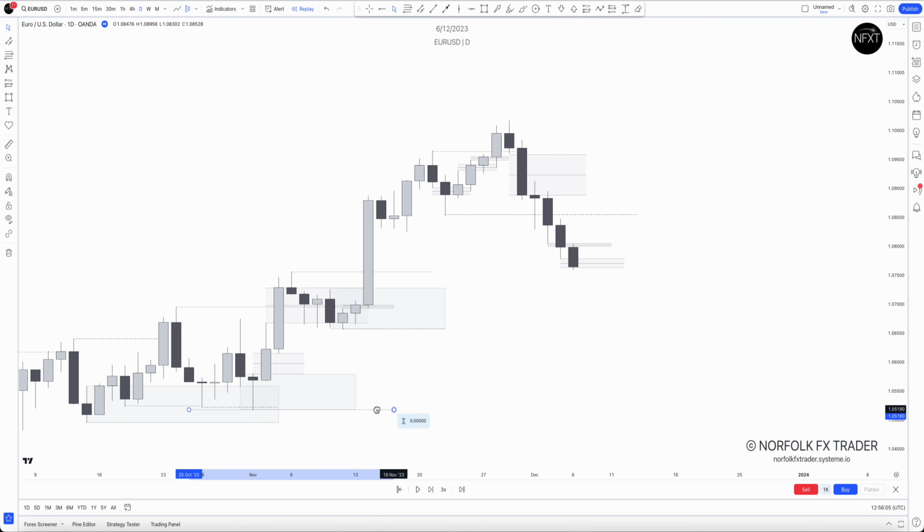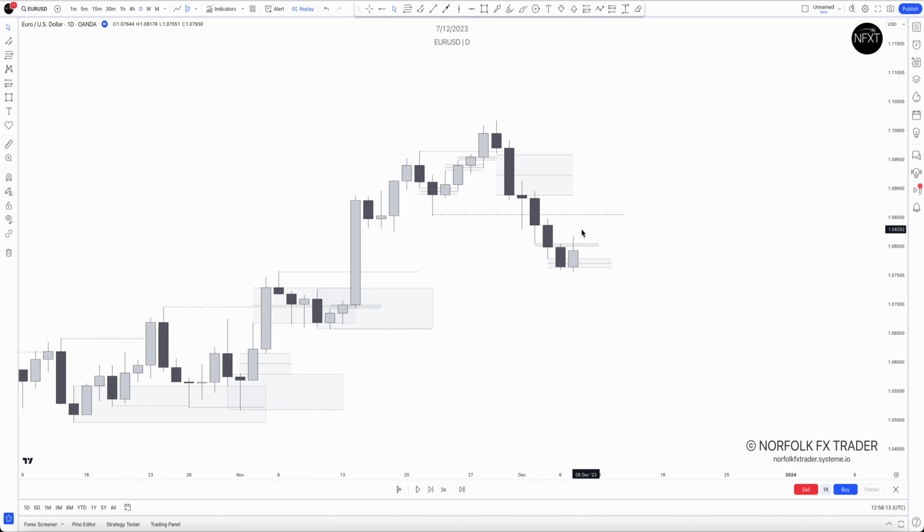Okay, let's just bring all these in. Let's bring that in properly. All right, so again, we have another zone. Let's see what happens. Great. Now we reversed it. What does that signal? That signals, okay, this drop to the downside, potential pullback.